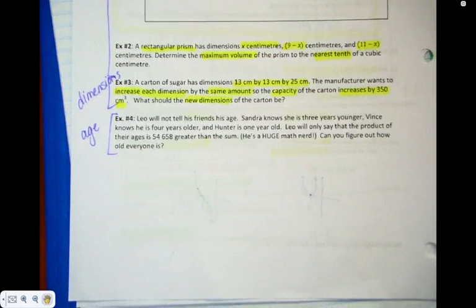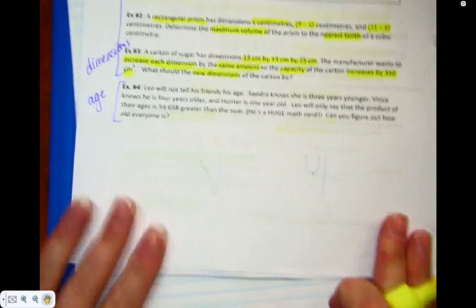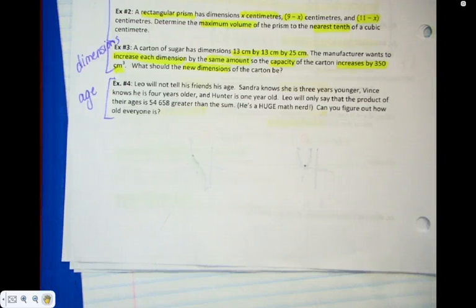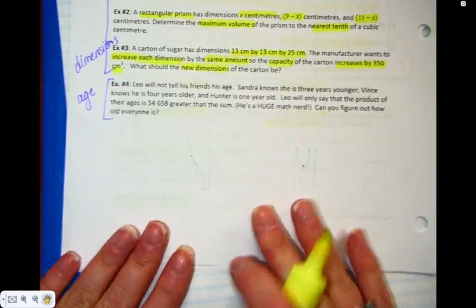And this is the stupidest question I've ever seen. The other class said, did you make this up? I'm like, really? Do you think I would make this up? No, I did not make this up. What's important? That Leo's a jerk and just won't tell his friends his age? Hello. But somehow Sandra knows that she's younger, but yet doesn't know his age. Nonetheless, what's important in this question?